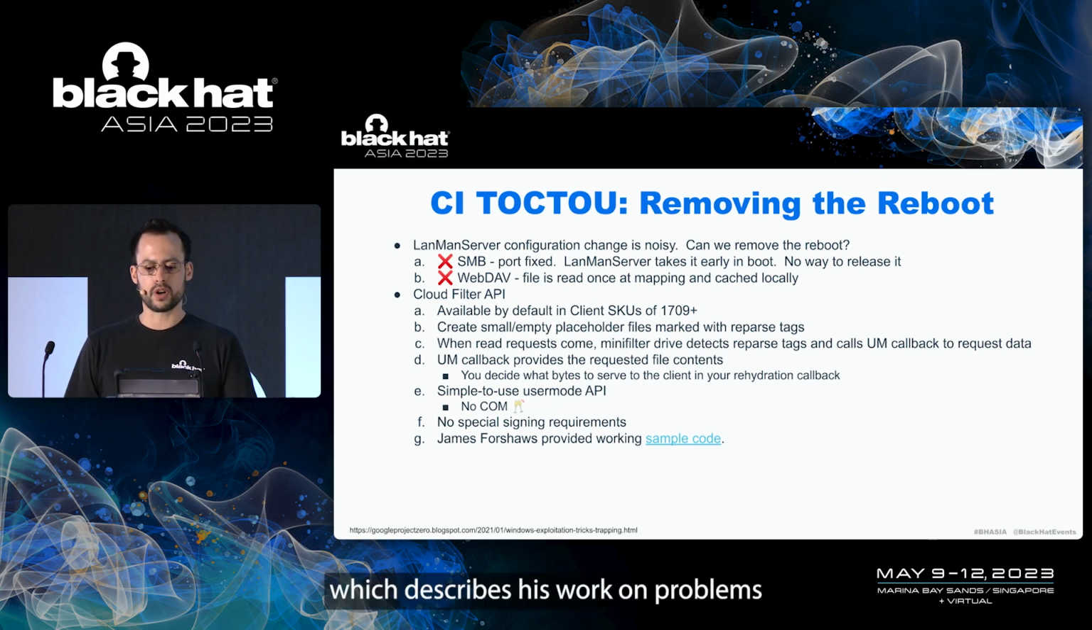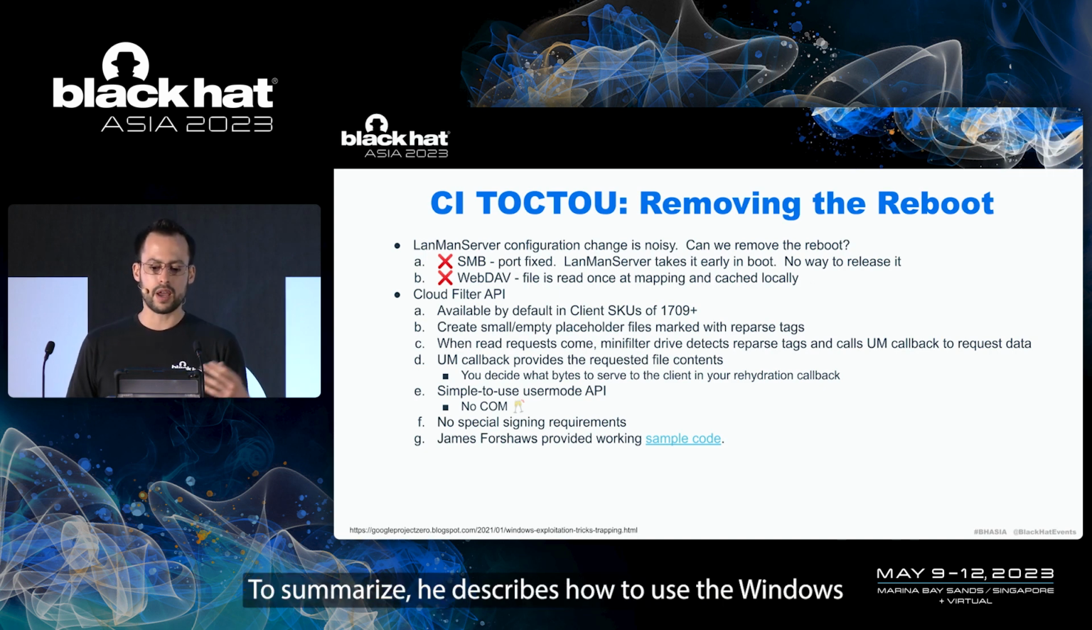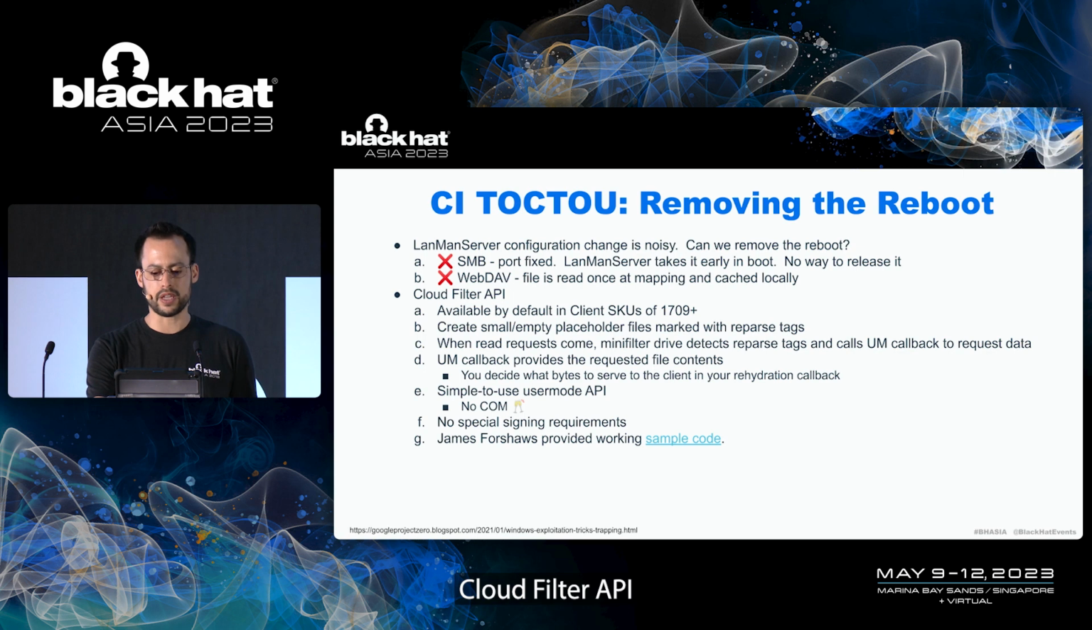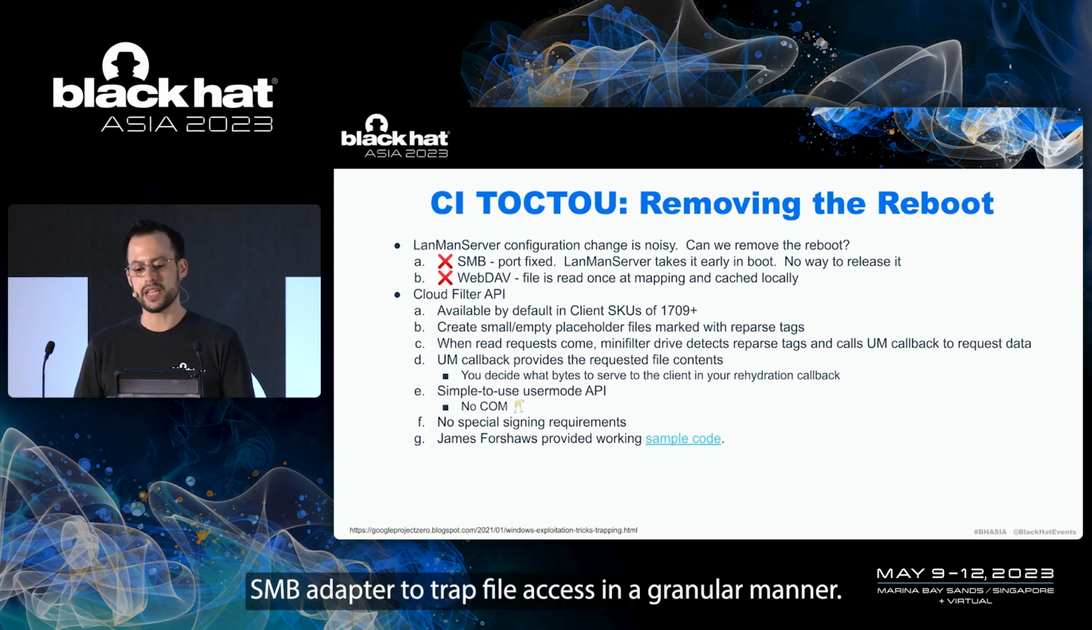I Googled around and stumbled across an excellent article by James Forshaw titled Trapping Virtual Memory Access, which describes his work on problems similar to what I'm facing. To summarize, he describes how to use the Windows Cloud Filter API combined with the loopback SMB adapter to trap file access in a granular manner.